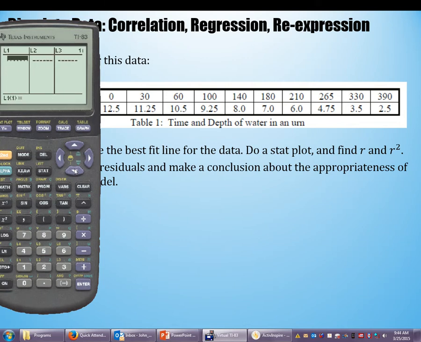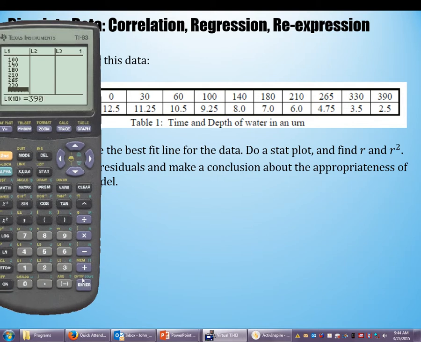Ah, the pleasant sound of all the clicking calculator buttons. What could be better? Did we get a good R squared value? You guys are faster than me. I've got this gigantic calculator that I have to push buttons on.